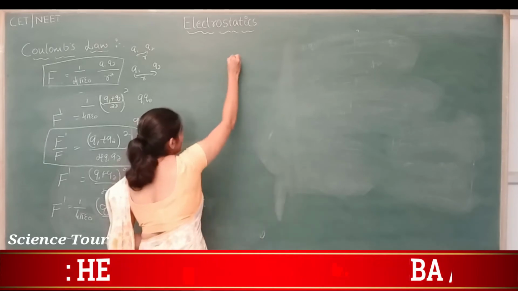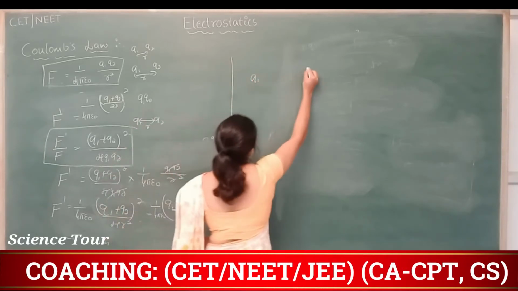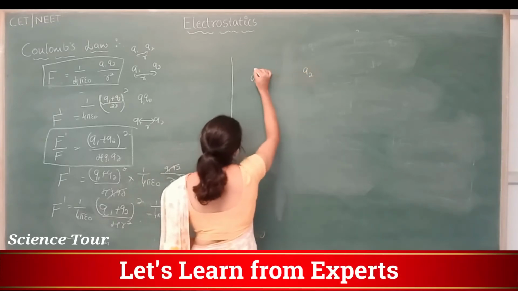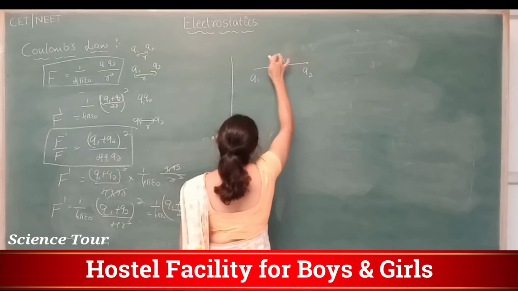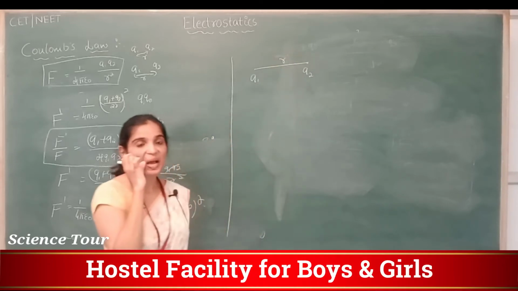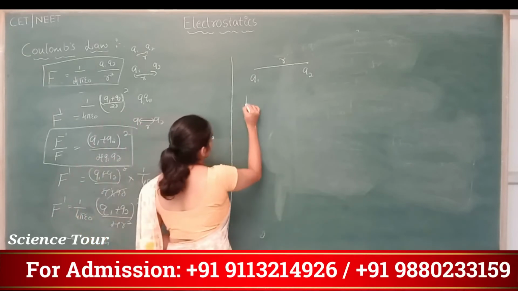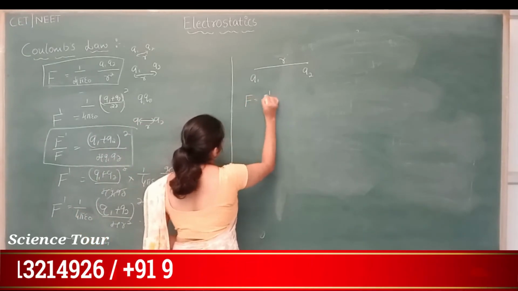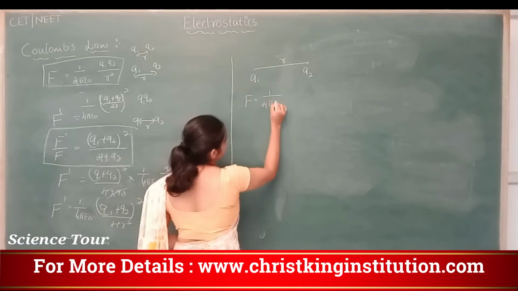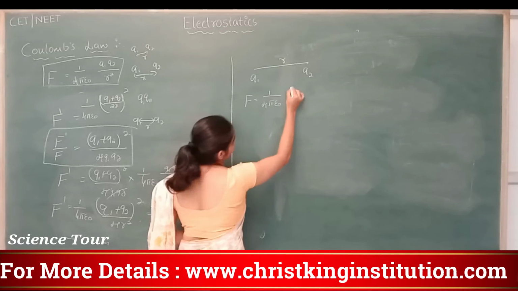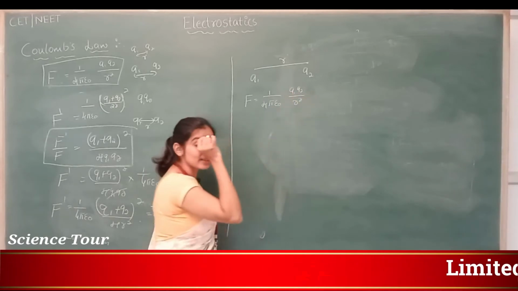Now there are two charges, Q1 and Q2. The distance separation between them is R. What is the force between them? F is equal to 1 by 4 pi epsilon naught Q1 Q2 by R square, since they are in air.